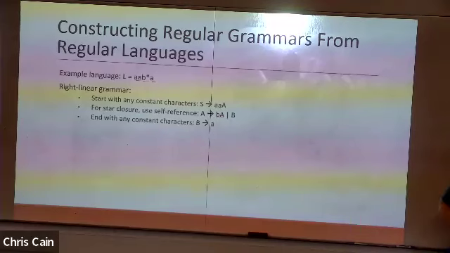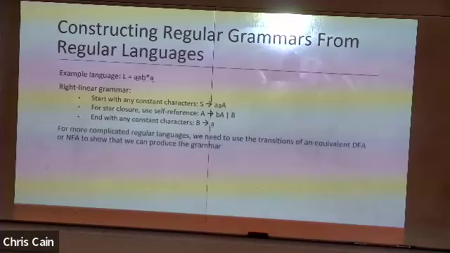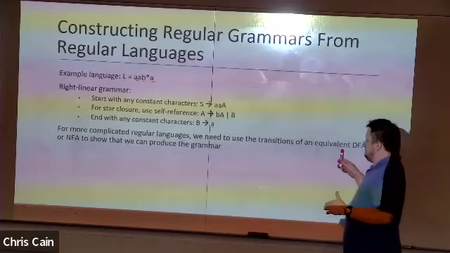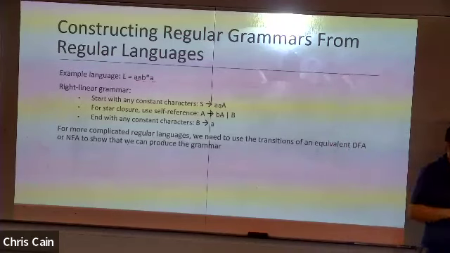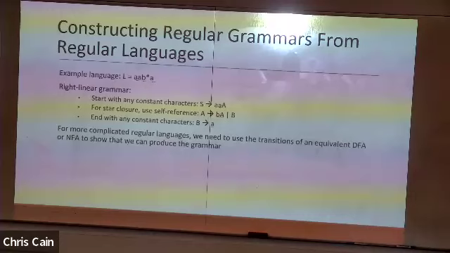Questions on this? Does that make intuitive sense? As we come up with more and more complicated regular languages, we're going to use transitions of some kind of equivalent DFA or NFA to show that we can produce the grammar. It's much easier to go from a DFA or an NFA to a grammar than it is to go from a regular expression, so you may need to use that as a middle ground.